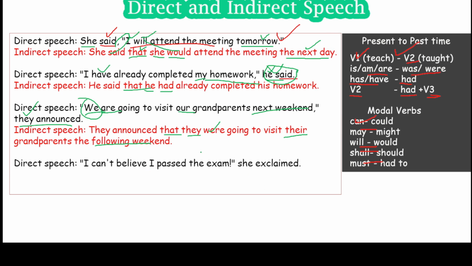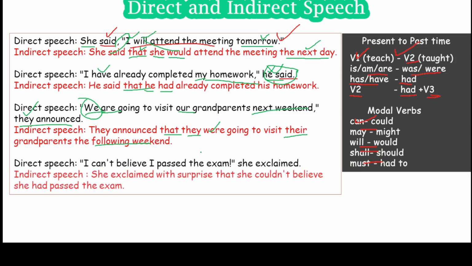That's all. Next, "I can't believe I passed the exam," she exclaimed. She exclaimed, it is also in past form, remove commas. It's exclamatory, it means they have exclaimed it with surprise. So we have used this word. She exclaimed with surprise. Remove comma, put that. Who is I here? She. Can to could. So she couldn't believe. Again I, that is she. She had passed the exam.